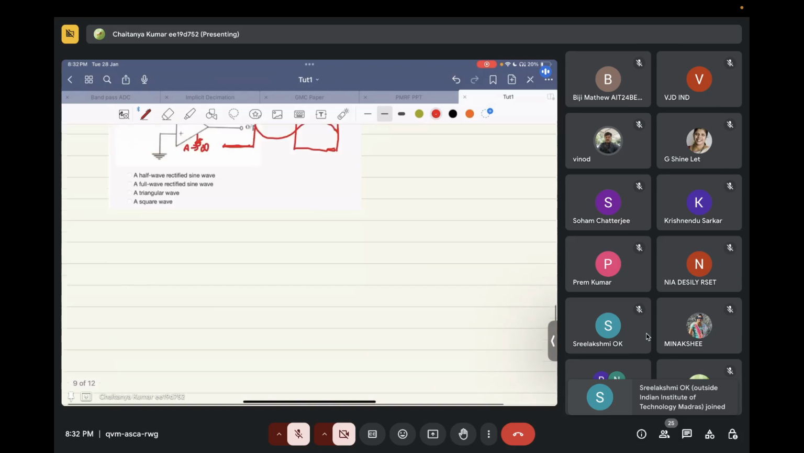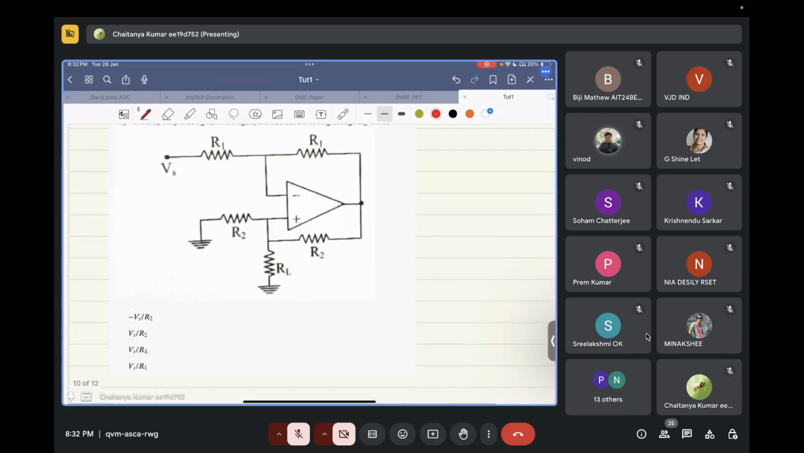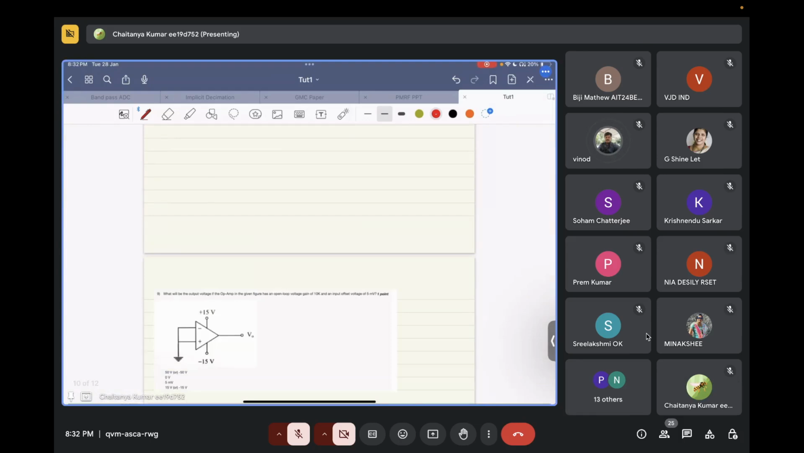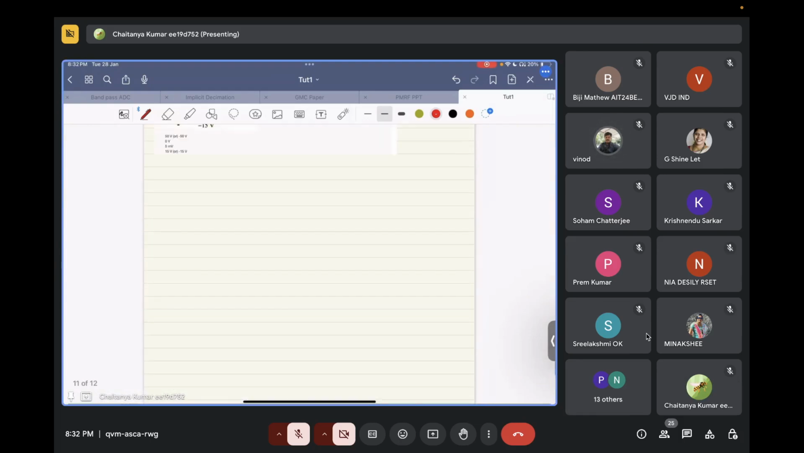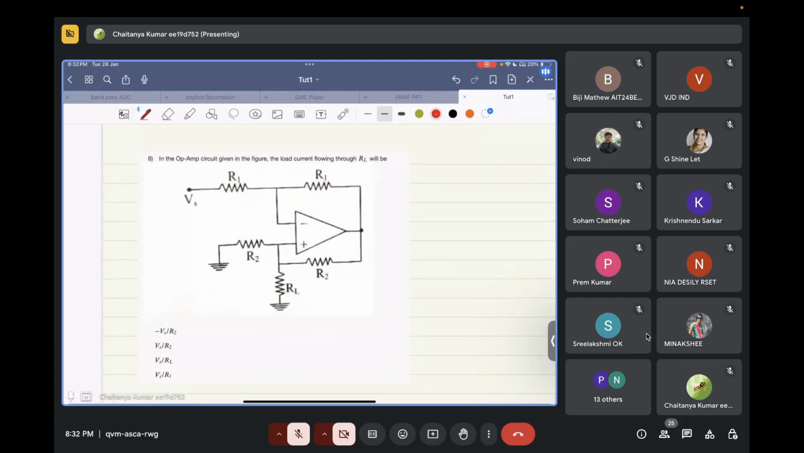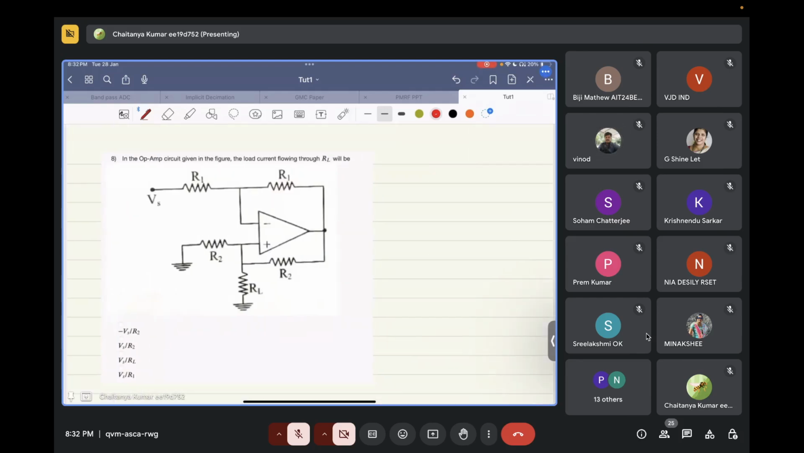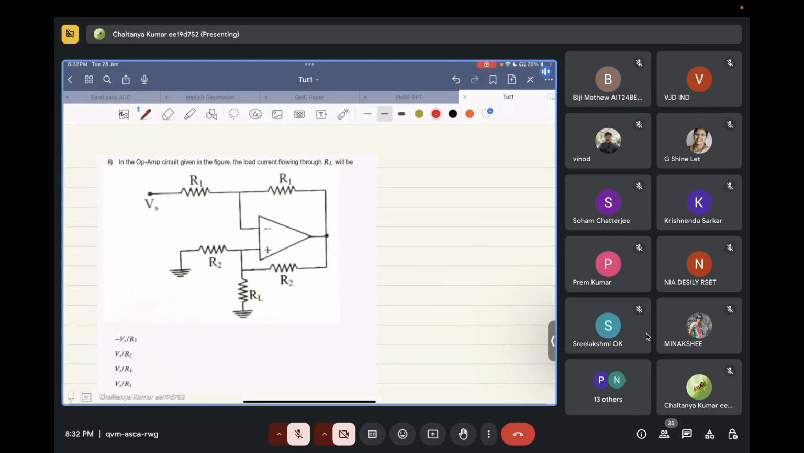Okay. Let's move to the next question. We have been given a circuit over here and we need to find out the current that is flowing through the load resistance RL. Can you guys tell me how you will try to solve this question?